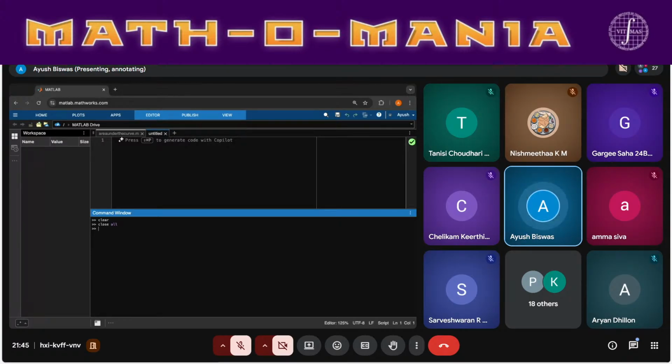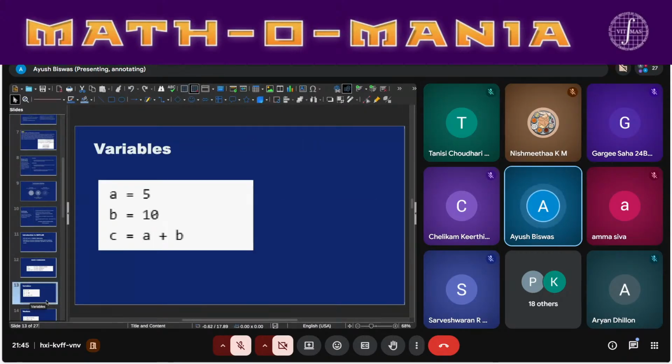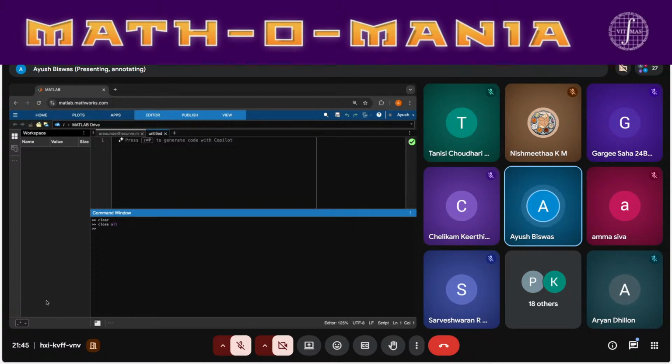Okay, so those were the basic commands. Now we move on to variables. In MATLAB, you can define variables like in any other programming language you may know, and you can also do any mathematical operations just like usual. So let's take a look at a few of them.